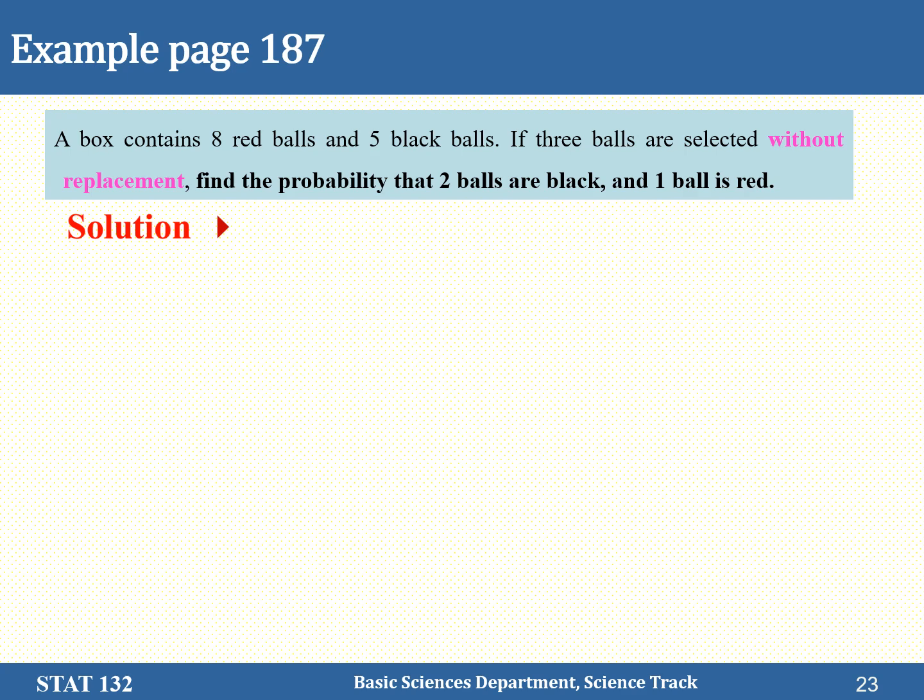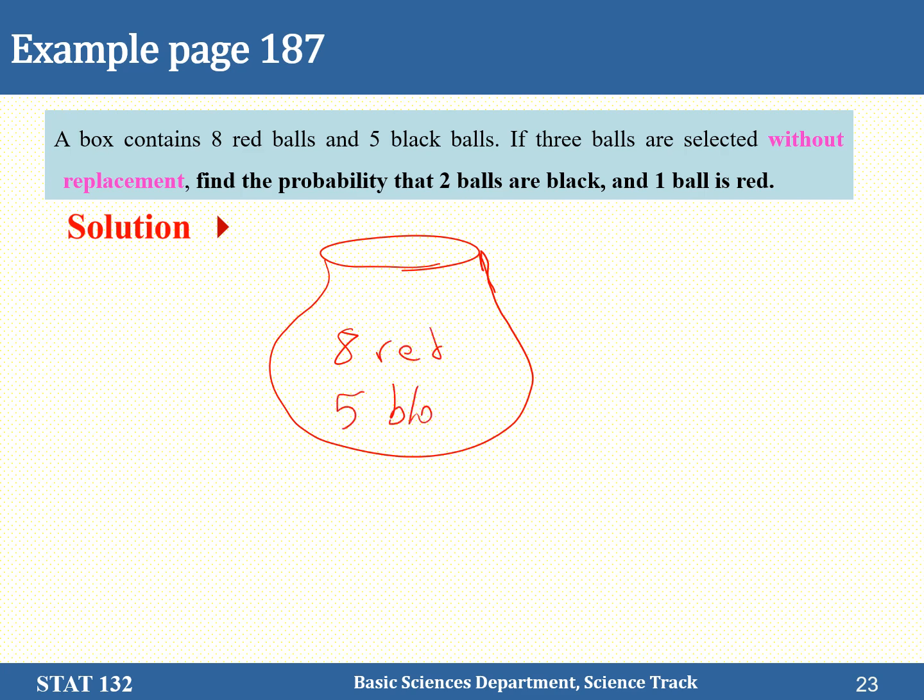Now let's look at this problem. A box contains 8 red balls. Okay, I will take it as an urn and not box. Anyway, 8 red balls and 5 black balls. 3 balls are selected, and we want to find the probability that 2 balls are black, and 1 ball is red.